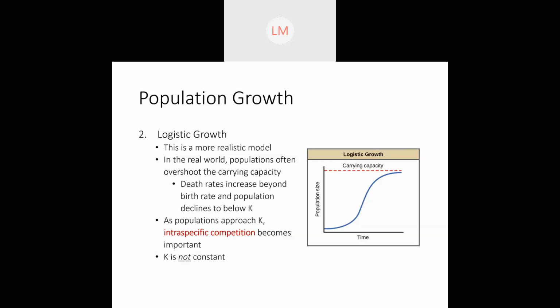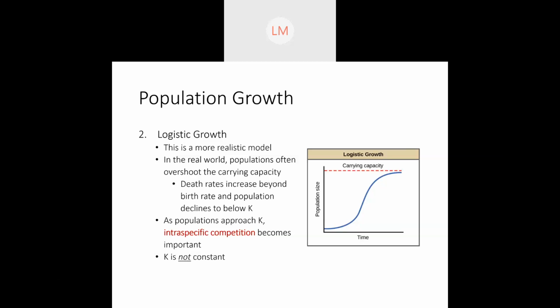Our R value, our rate of growth, is going to be negative. Our population will decline back down towards the carrying capacity, and then we kind of undershoot the carrying capacity, which allows us to grow more, and then we kind of overshoot and undershoot, and it just kind of oscillates around that carrying capacity until it levels off.